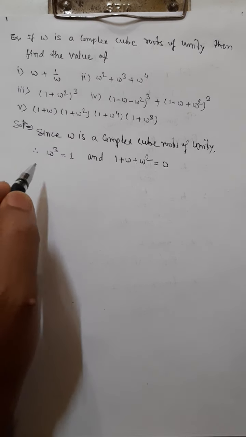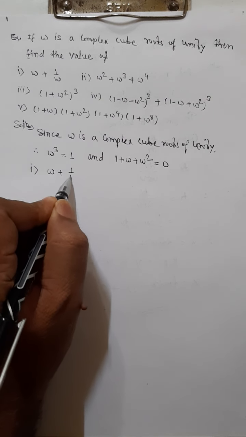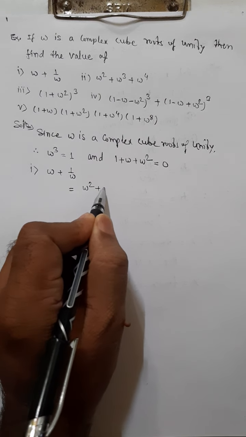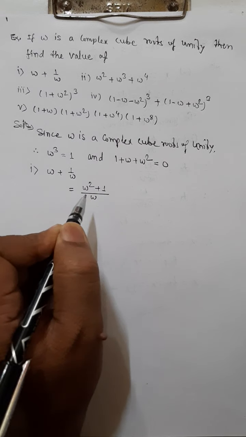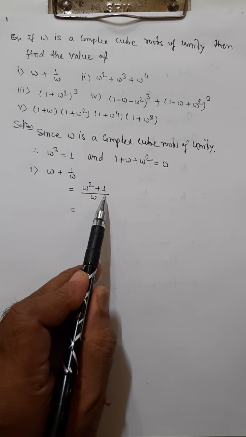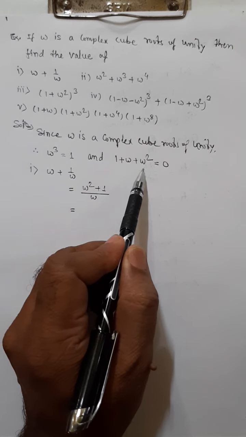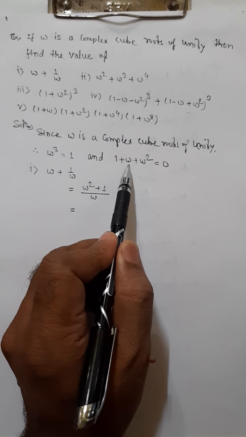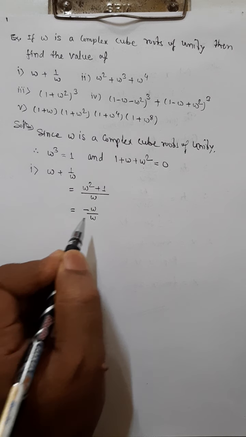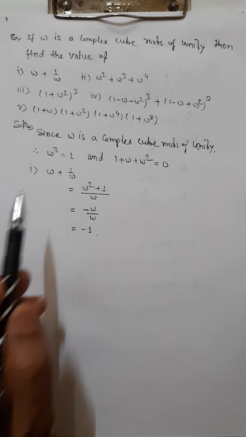So we solve first problem. We have to find the value of omega plus 1 divided by omega. So we simplify this by cross multiplication. We get omega into omega square plus 1 divided by omega. Then we substitute value for omega square plus 1 from this result. From this second result, value of omega square plus 1 is nothing but minus omega. So substitute here minus omega divided by omega. Here omega cancels and we get minus 1. So minus 1 is the value of first problem.